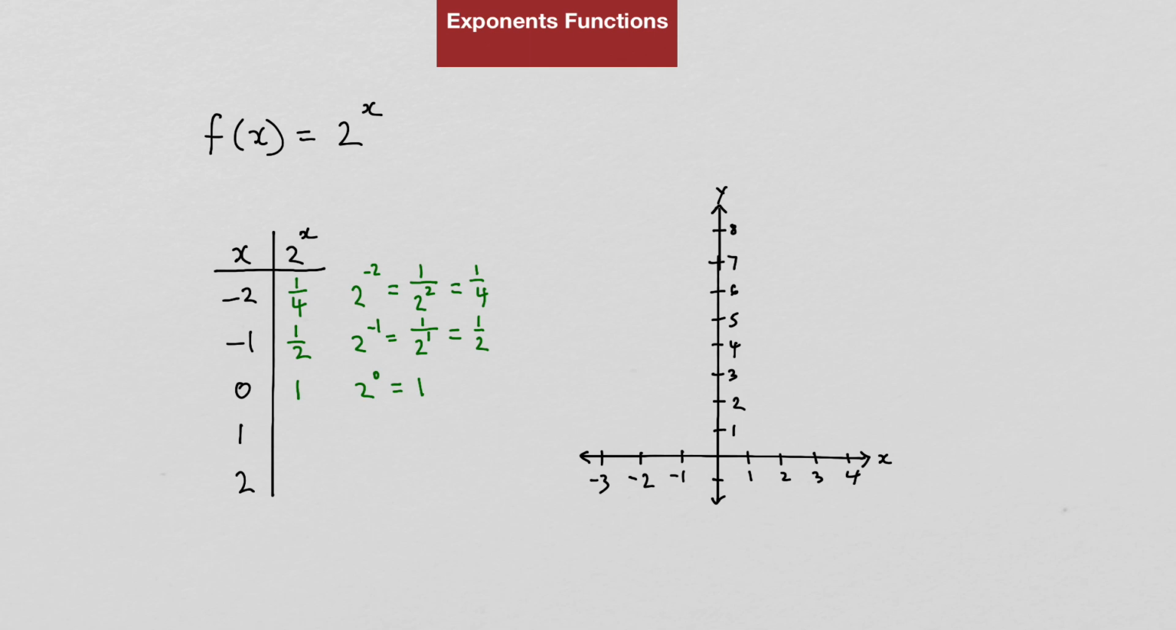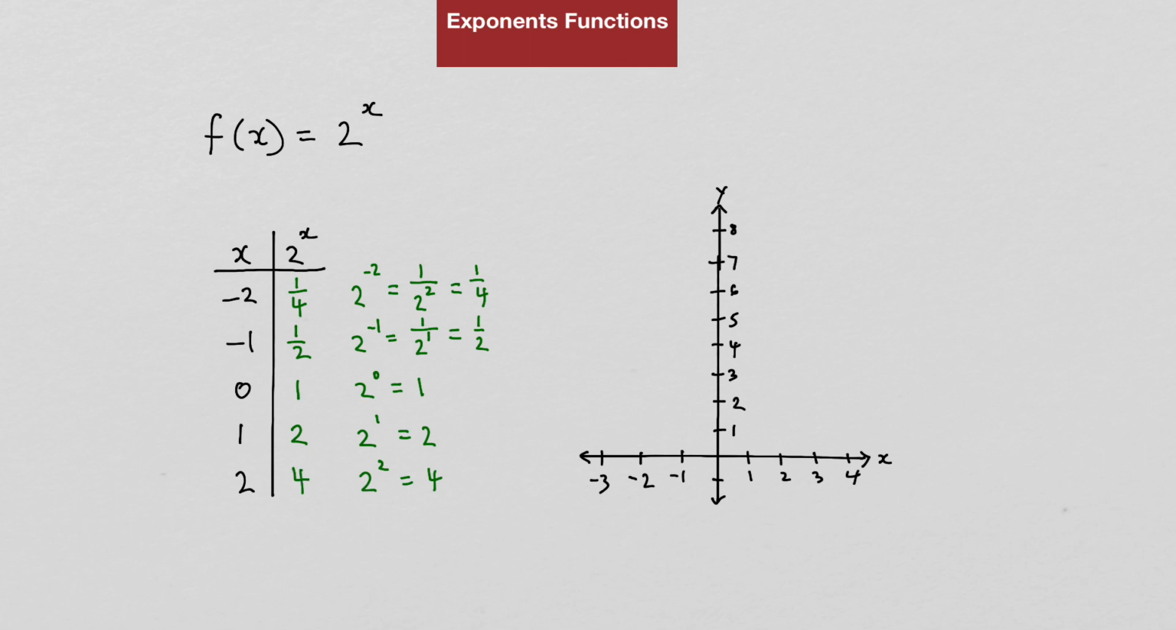Now we're going to take the x value of 1 and insert it into the function, and we get 2 to the 1 power, which is just 2. We'll add that to the table. And then the last one is an x value of 2, and we're going to insert that into the function. And so 2 to the 2nd power, let's go ahead and write that, is equal to 4. So then we're going to put 4 over here.